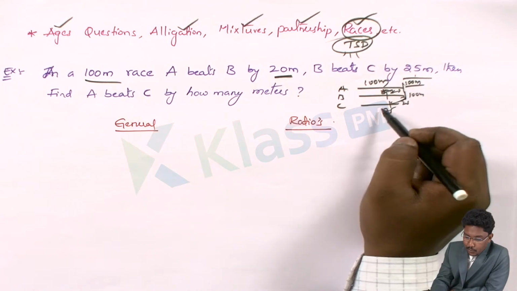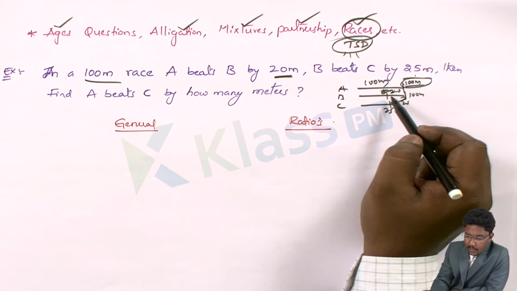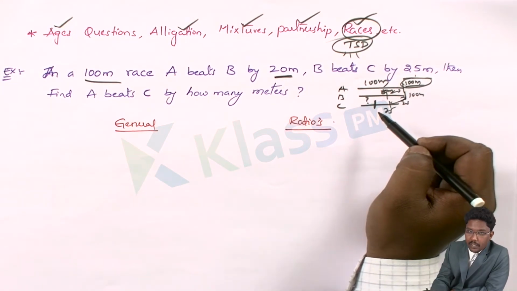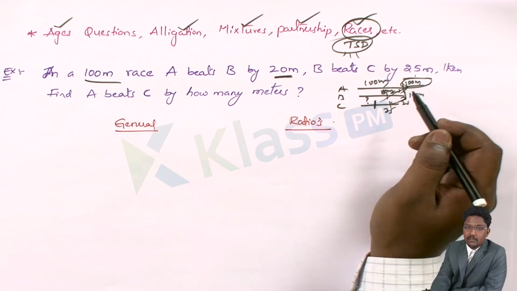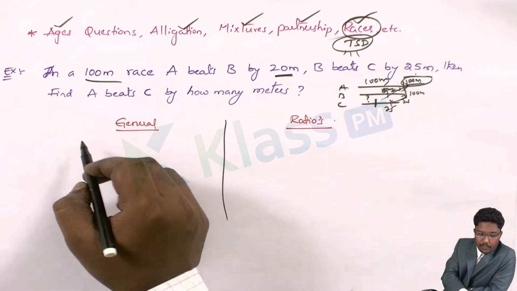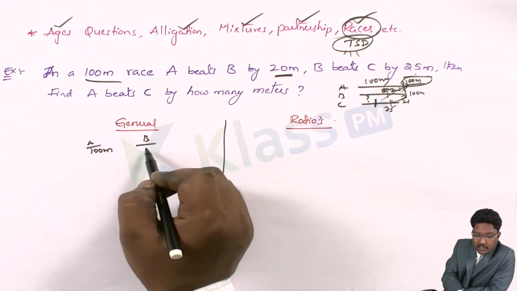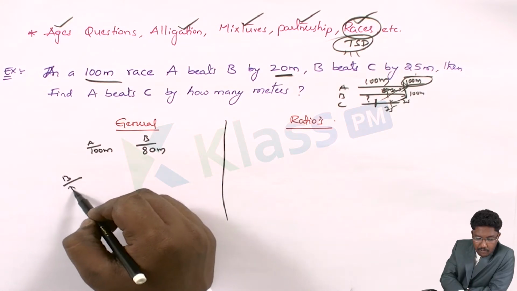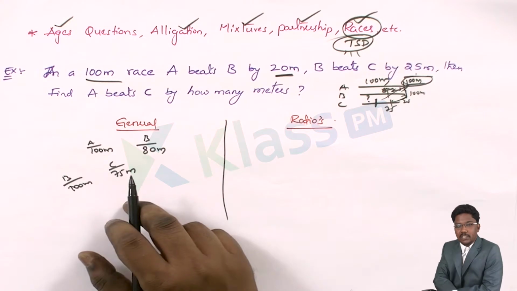Okay, in this way, when A finishes his race at 100 meters, B is at 80 meters, then C is at what position? We have to find that. Then only we can say A beats C by how many meters. Generally, how can we write? When A is at 100 meters, B is at 80 meters. When B is at 100 meters, C is at 75 meters. Everyone clear with this?